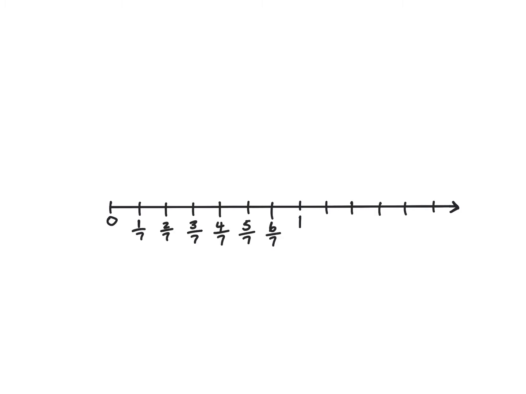Alright, well how did you go? You should have something like this over here. 1/7, 2/7. So the number from 0 to 1 should be broken into 7 equal pieces. So 1/7, 2/7, 3/7, 4, 5, 6 sevenths. And we can keep going, in fact. We can say that this number after the 1 will be 1 and 1/7, 1 and 2/7, 1 and 3/7, 1 and 4/7, 1 and 5/7.